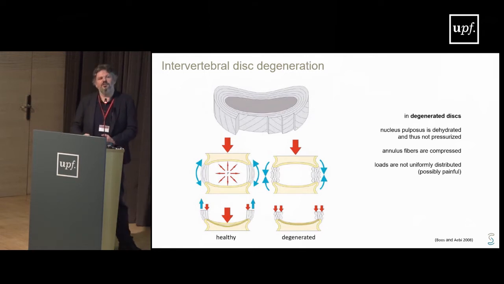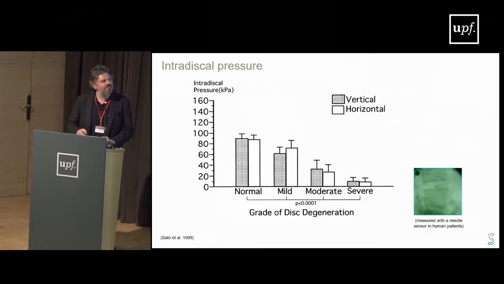So the disc is not able to absorb water, it's not able to swell, so as to create a pressure inside. So under compression, we are not going to have a pressure in the middle, and we are going to have buckling of the fibers and stress concentration in the transition between nucleus and annulus. And this stress concentration can be really painful for the patients. This was demonstrated in several studies.